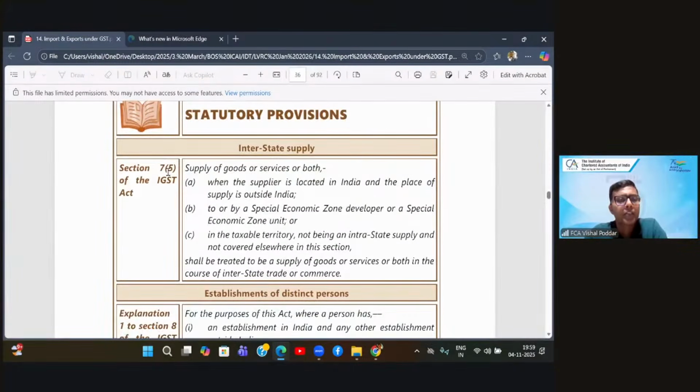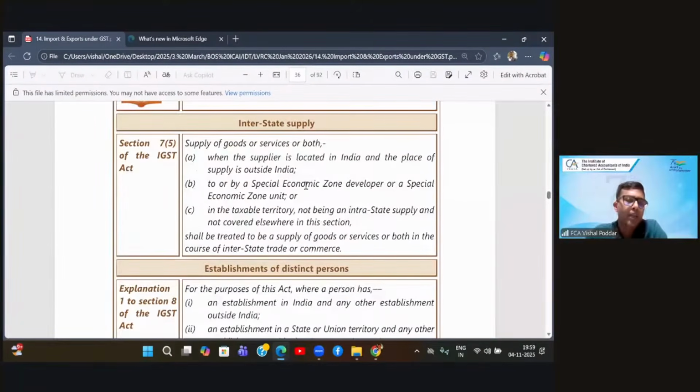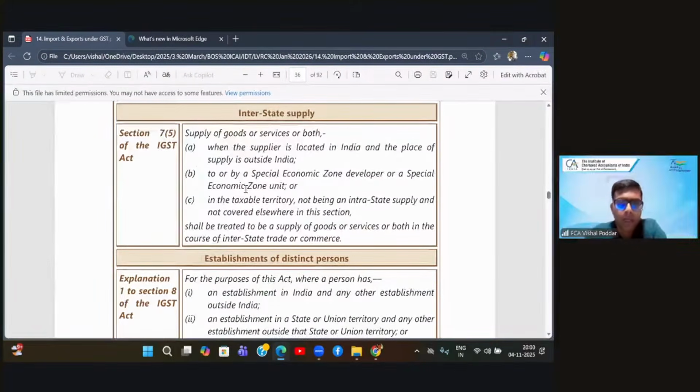Now, interstate supply covers where the supplier is located in India and the place of supply is outside, or where supply is made to SEZ. So here you don't see the place of supply. For SEZ transactions, the GST implication is always IGST. So even though the SEZ is in the same state, the tax levied will be IGST. You have to keep this in mind. And the next thing which will be IGST is where the supply of goods or service is within the taxable territory but not covered in the intrastate definition.